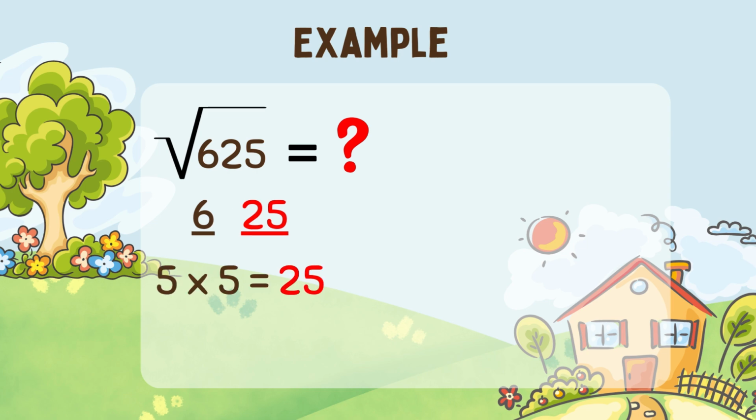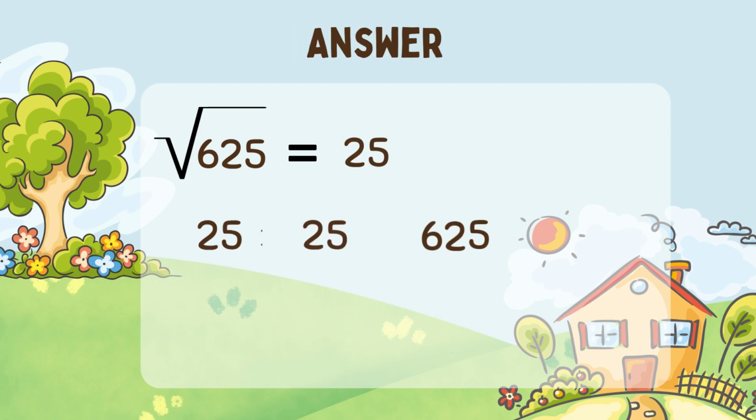Then we find a number that, when multiplied by itself, gives a value close to 6. The answer is 2 times 2 equals 4, which is the closest perfect square below 6. So, we can say that the square root of 625 is 25. To verify, multiply 25 by 25, which equals 625, confirming our answer.